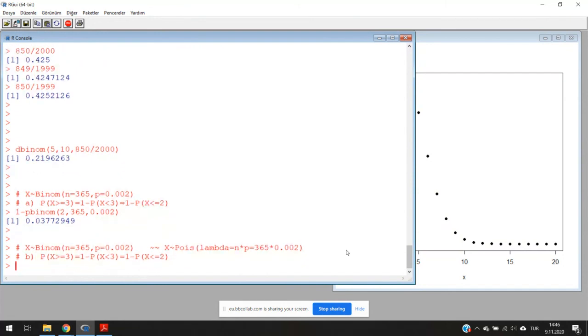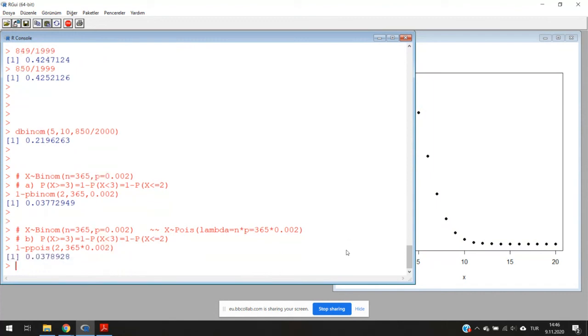So the same, but with approximation, and we say 1 minus ppois of 2, but the rate parameter will be equal to 365 times 0.002. And that value will be, you see, very close to the above value that we have calculated. So this approximation will be quite good.